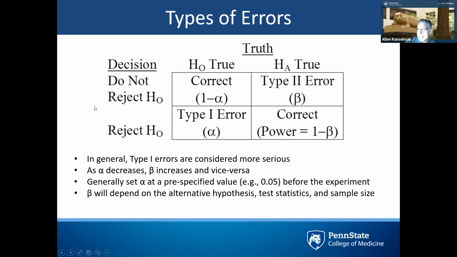So if you don't reject the null hypothesis, but the alternative is true, that's a type 2 error. And in general, type 1 errors are considered more serious than type 2 errors. As the type 1 error increases, type 2 error decreases, and vice versa. A lot of times you'll see your type 1 error set to 0.05, but it doesn't have to be. 0.05 is not a magic number. And your type 2 error will depend on the alternative hypothesis, test statistics, and sample size.